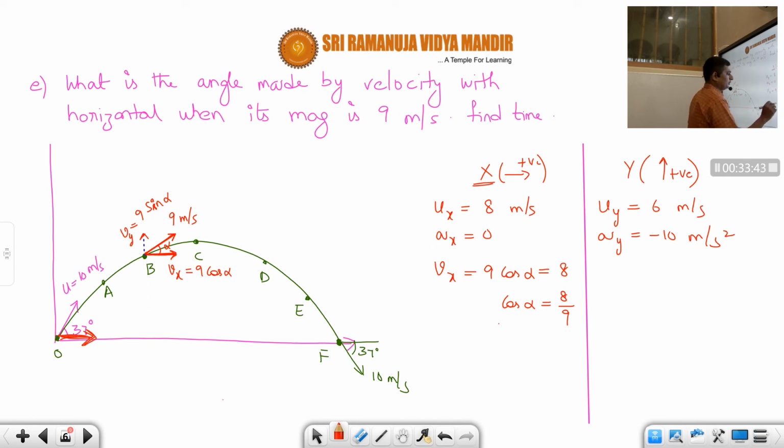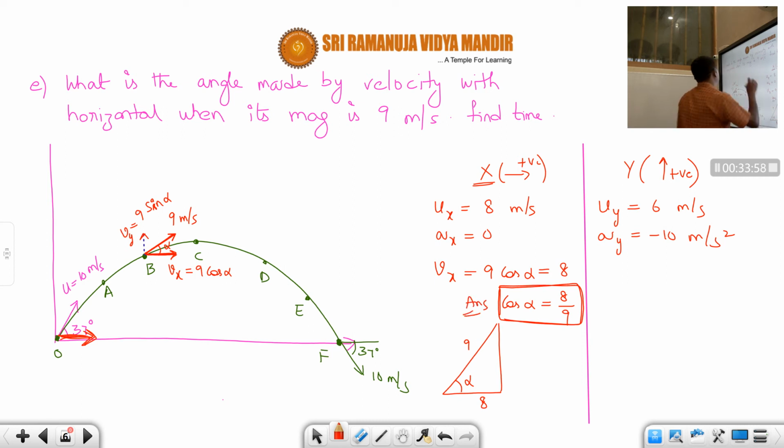Okay, students, I hope you are understanding. If you draw a triangle, if this is alpha, cos alpha means adjacent, 9 means hypotenuse. So this is the answer for the angle. Alpha is equal to cos inverse of 8 by 9. They are asking for the angle, no? So this is the answer for the angle.